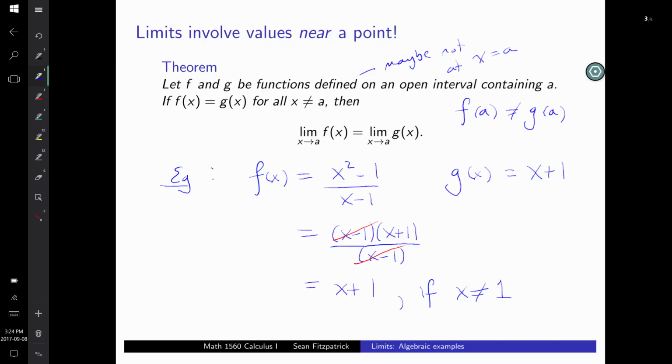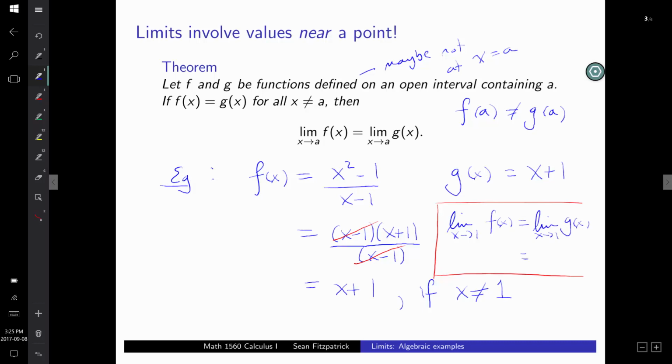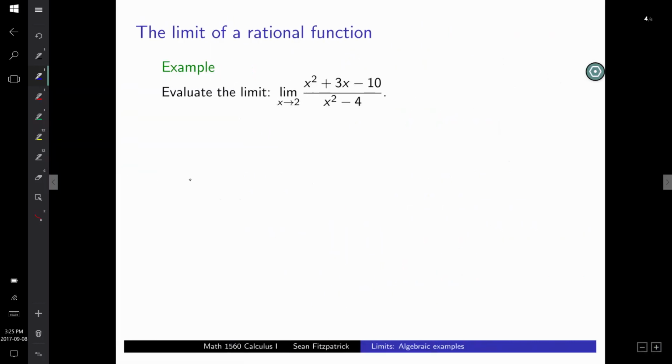And so it would be valid to say, and maybe I'll just squeeze this in a box, what we can't say is that the two functions agree at 1, because one of them is not defined. But what I can say is that the limit as x approaches 1 of f of x equals the limit as x approaches 1 of g of x, because they agree at every other point. And of course, the limit as x approaches 1 of g of x is easy. We plug in x equals 1 and we get 2. Alright, so let's see how this principle applies to a couple more examples.